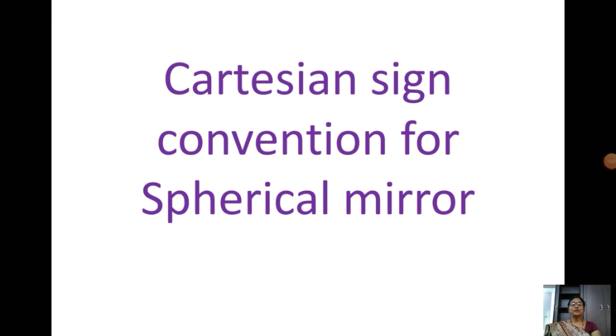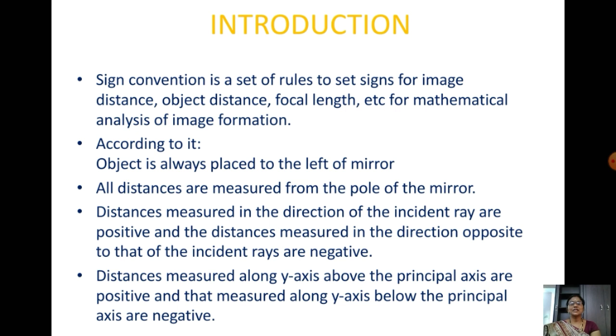In this video, we are going to learn Cartesian sign convention for spherical mirror. Introduction. Let me try to explain what is sign convention. Sign convention is a set of rules to set the signs for image distance, object distance, focal length, etc. for the mathematical calculation of image formation.